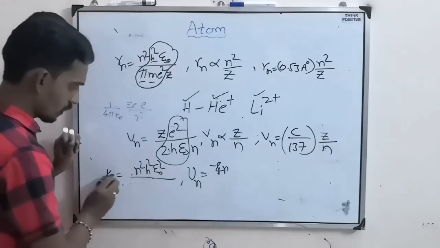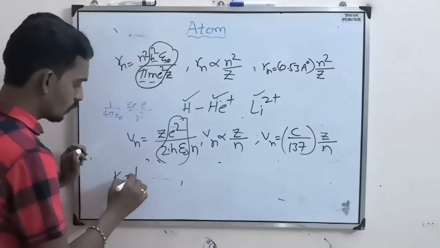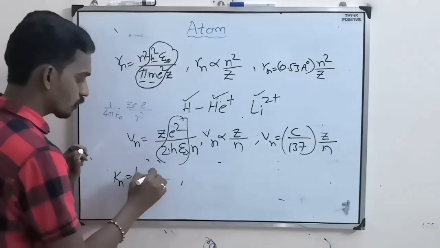Just 1 minute, I will just tell you. See, kinetic energy Kn equal to half m Vn square.